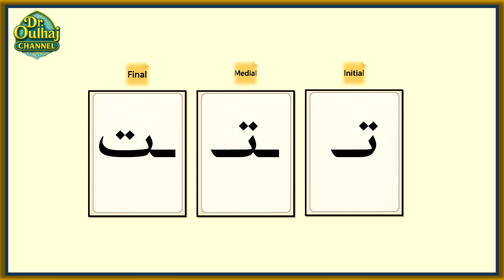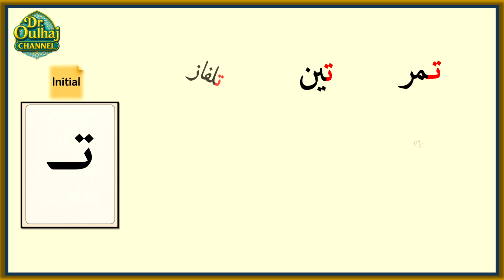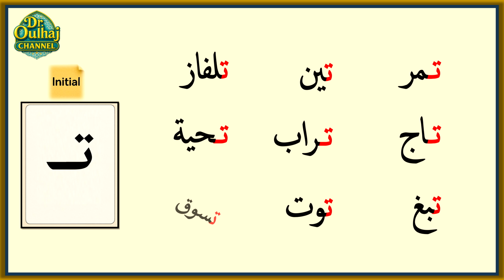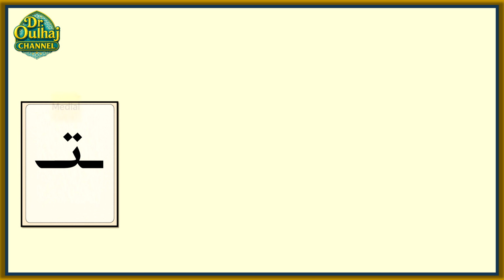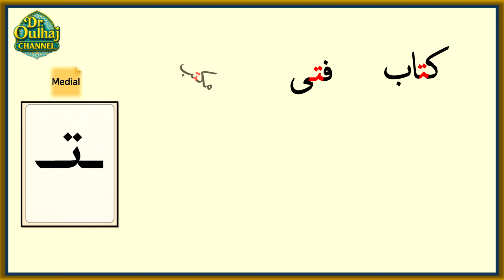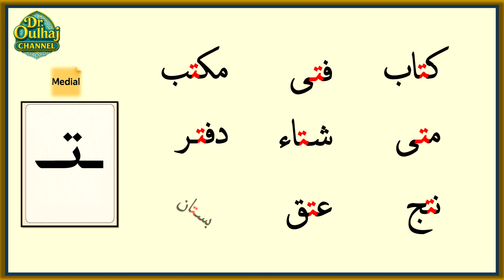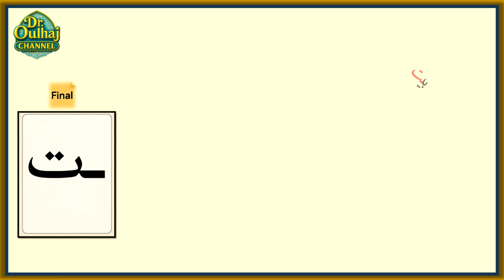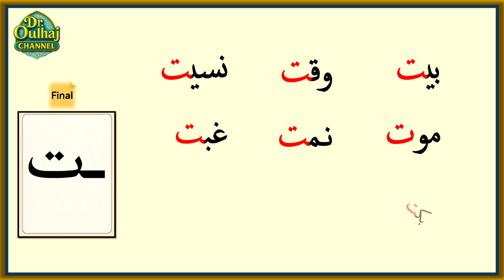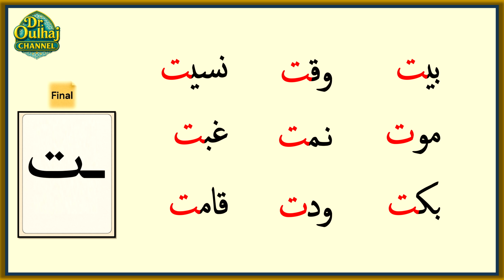Now let's see how ta changes shape depending on its place in the word. At the start, it looks like this, like in the following examples. In the middle, it connects on both sides, like in these examples. At the end, it finishes the word as in these examples. No matter the shape, the sound stays the same.